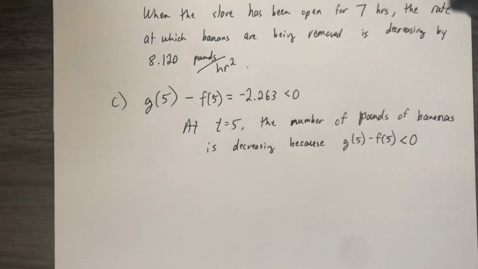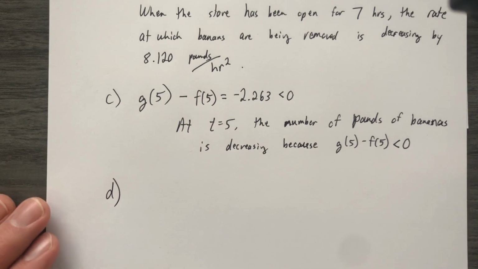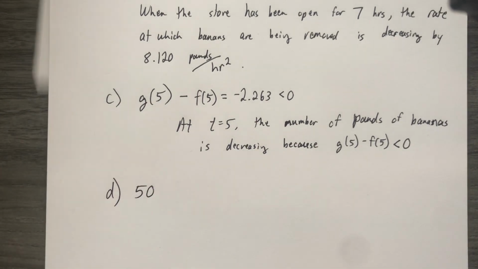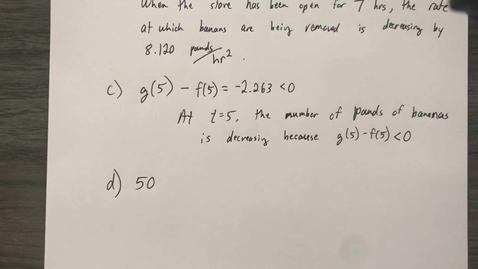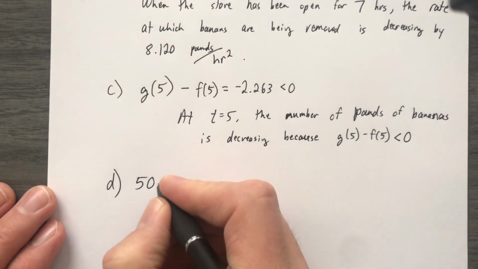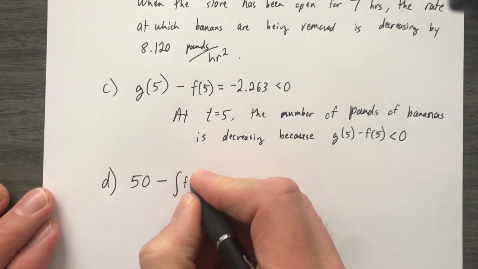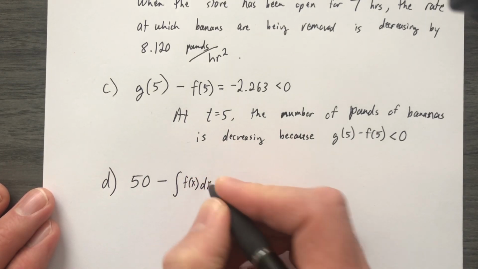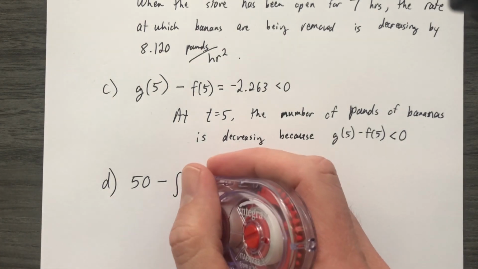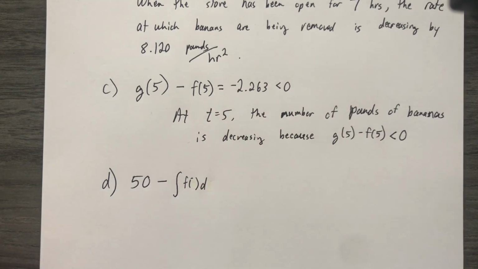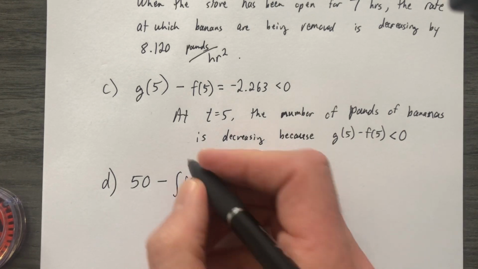So what we're going to do is figure out, or read, how many pounds of bananas we started with. 50. How do you know? They said so. And then we're going to say, well, how many pounds of bananas were removed? Well, let's subtract away all the removal of bananas, which happens with the f function. And, oops, I'm using x instead of t. Probably not a huge deal, but just for consistency with the way it was set up, let's use t. So there we go. And that happens from 0 to 12.